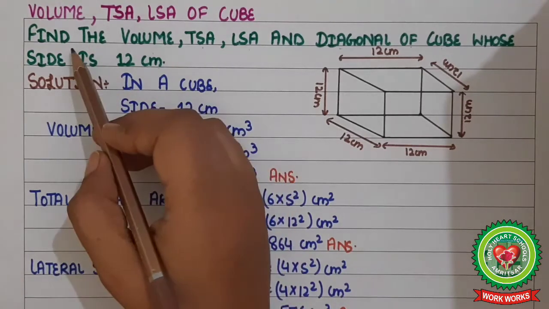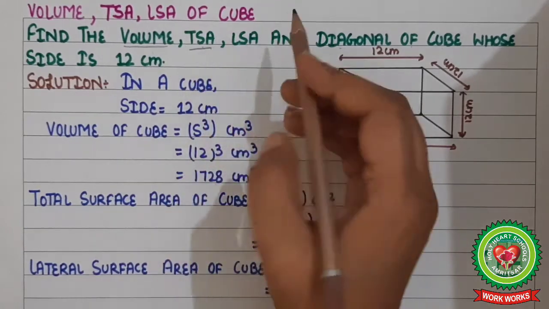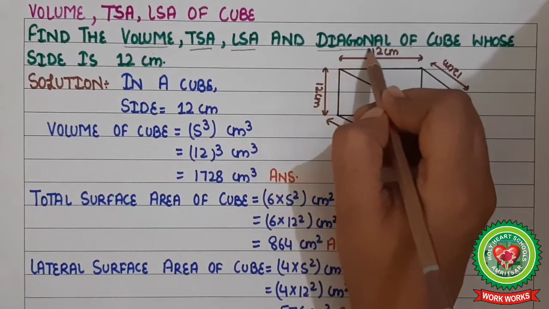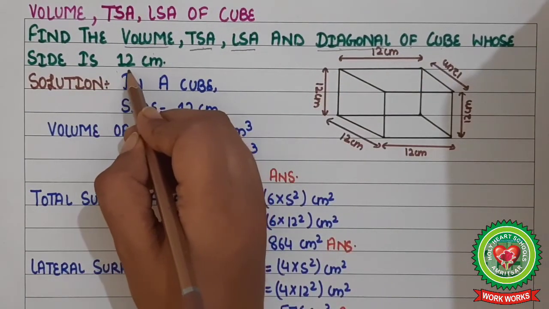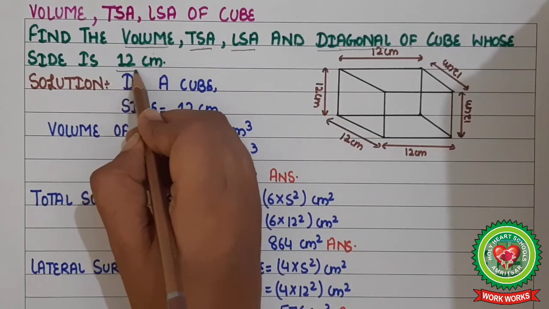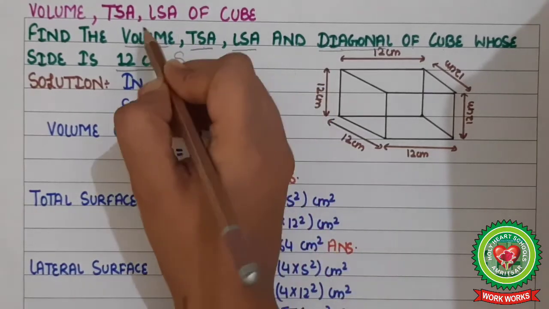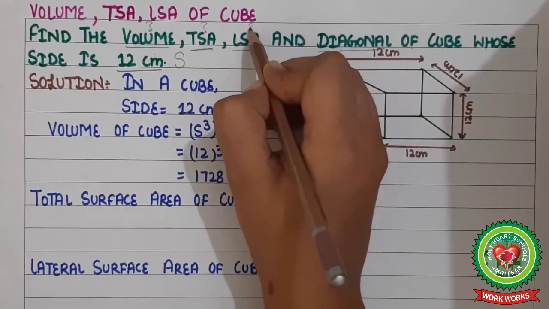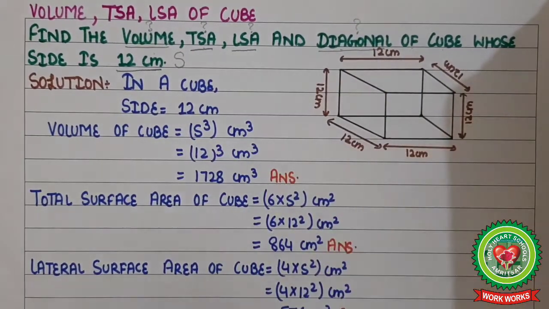So the statement is, find the volume, total surface area, lateral surface area and diagonal of cube whose side is 12 centimeter. So children, here what is given to us? Side of cube. So this is the value of S, and we have to find volume, total surface area, lateral surface area and diagonal. So let's start with the solution.